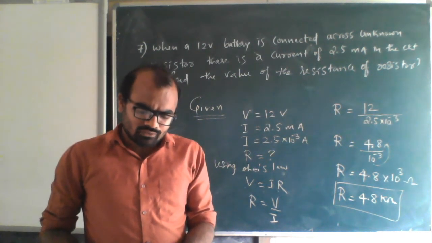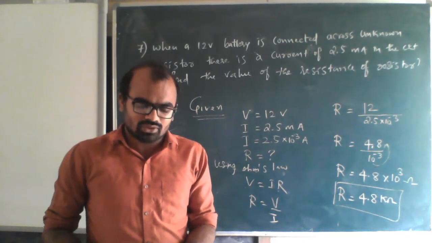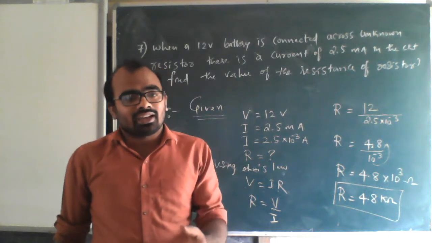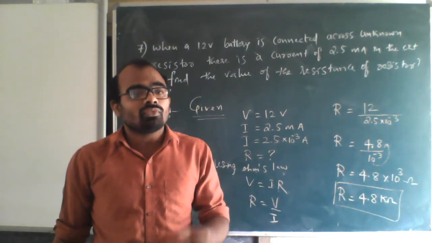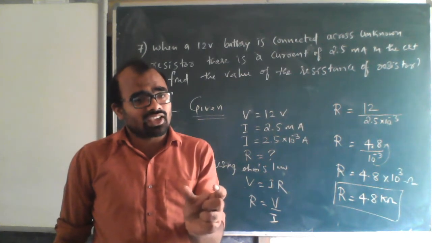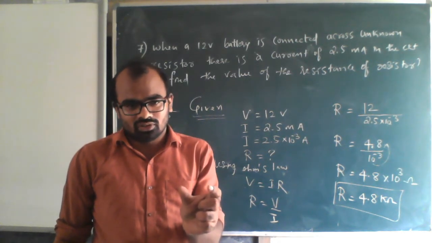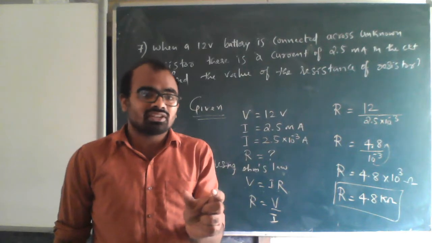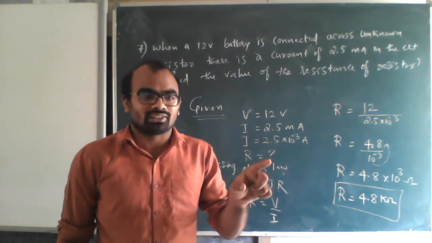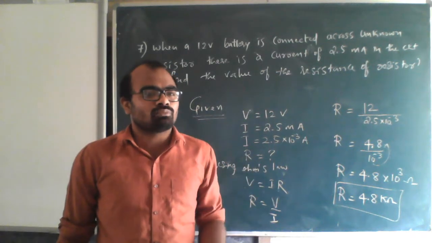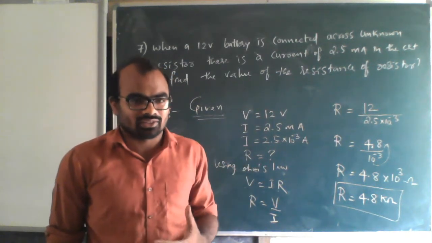The second question: will current flow more easily through a thick wire or a thin wire of the same material when connected to the same source? Is current flow more in thick wire or thin wire? If the wire is thick, the area of cross section is more. Area of cross section more means resistance is less. That means there will be more current. So in a thick wire there is more current compared to a thin wire.